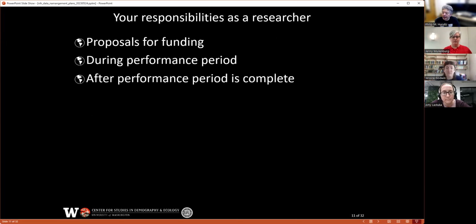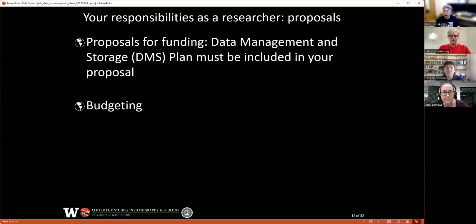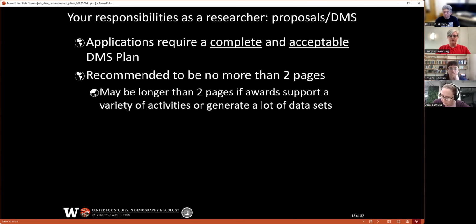Okay, I'm going to switch now and get into the responsibilities that researchers have in the proposal stage, during the performance period, and then after the performance period is complete. In the proposal phase, there's two things that you'll want to be aware of. One is the data management and storage plan itself that's to be included, and then the other consideration is budgeting. When you make your proposal, it must include a data management sharing plan, and those must be complete and acceptable.